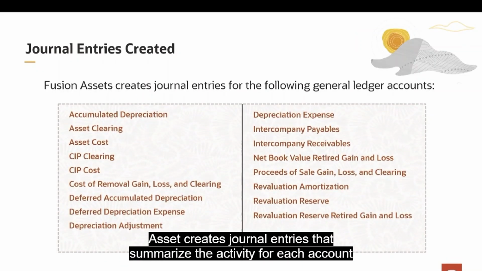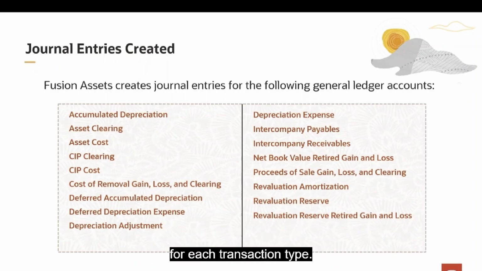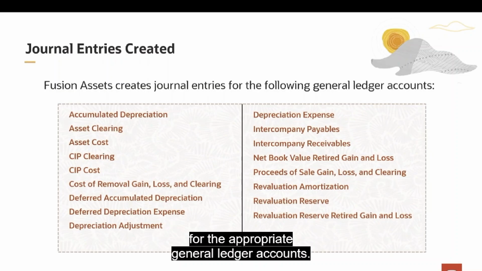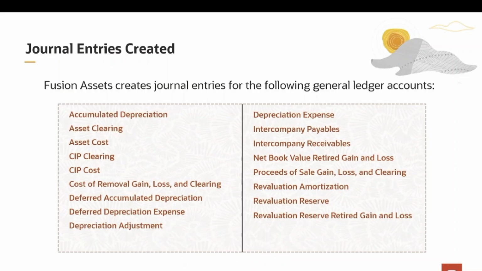Asset creates journal entries that summarize the activity for each account for each transaction type. The Create Accounting process creates journal entries for the appropriate general ledger accounts.